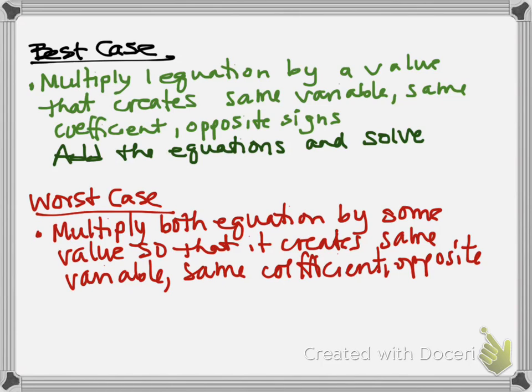So I'm going to have to be thoughtful. What am I going to multiply this top equation by? What do I need to multiply the bottom equation by so I can get a match? So then it becomes complete choice. Do I want to eliminate my x's? Do I want to eliminate my y's? Okay. Once we do that, then we're going to add the equations and solve.